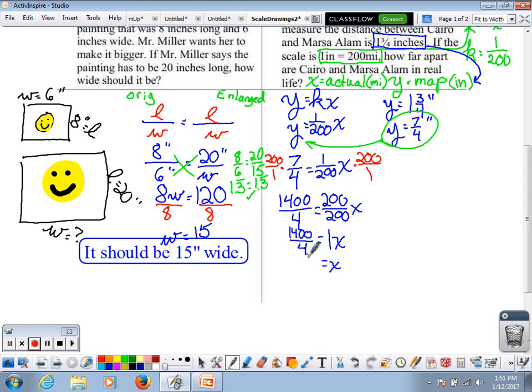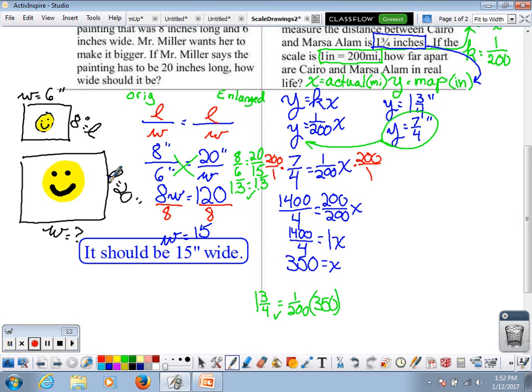And this is where the calculators come in. 1,400 divided by 4. What do we get? What'd you get, Annabelle? 350. Now we can sub that all the way back into the original. We can do 1/200 times 350. And if we do that, we should get 1 3/4. So our solution checks out.